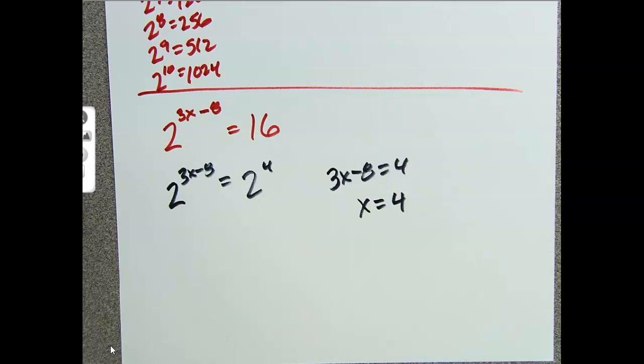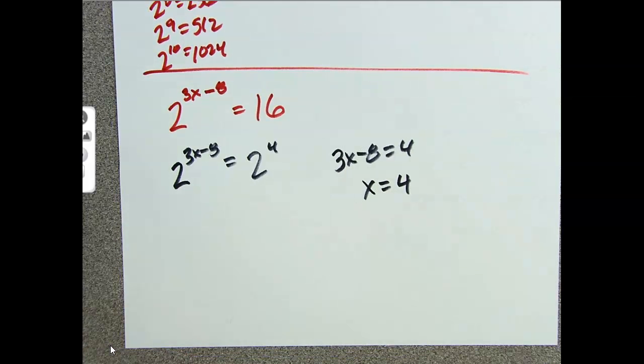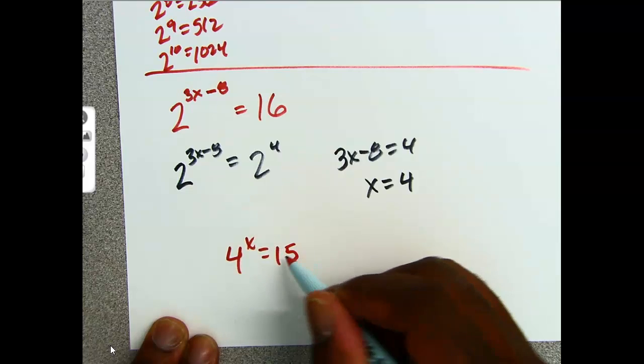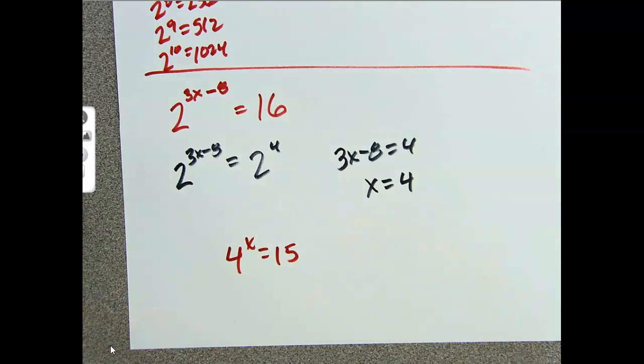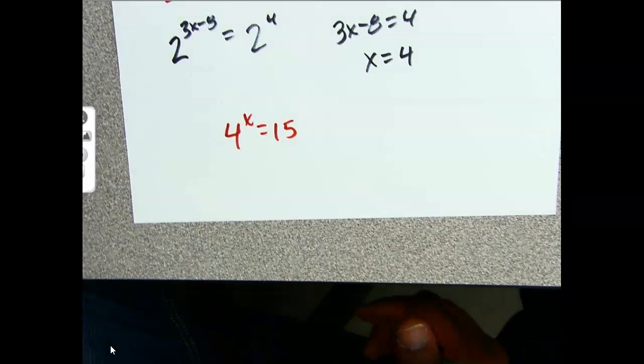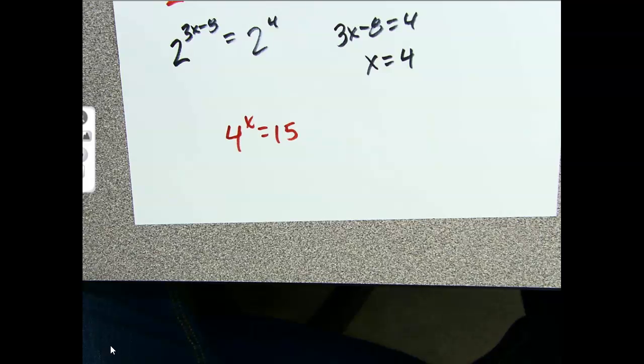Now another example we had was 4 to the x is equal to 15. Well, with this particular problem, there's really not any way for us to get equivalent bases. So we can't solve this one with today's lesson. We'll be able to do this one on Monday. But I do want you to know that you can determine where your answer lies.